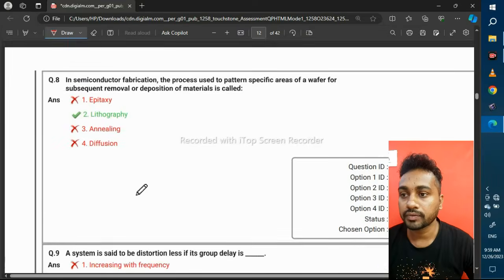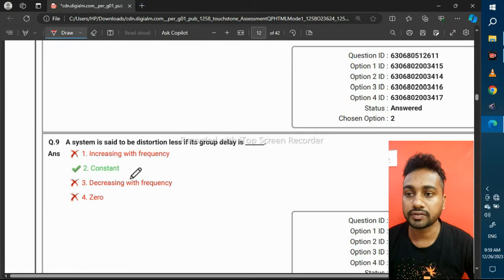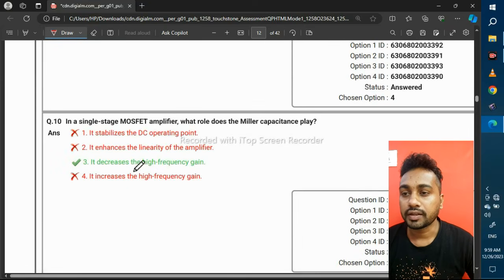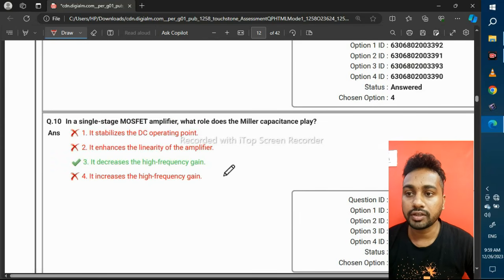This is also okay. A system is said to be distortionless if its group delay is constant for all frequencies. Okay, this is also right. In a single stage MOSFET amplifier, what role does the Miller capacitance play? So Miller capacitance will decrease the high frequency gain. Okay.